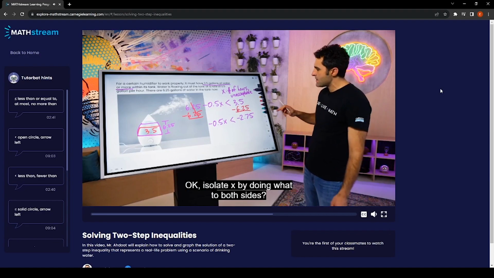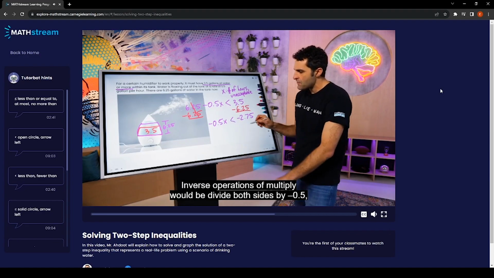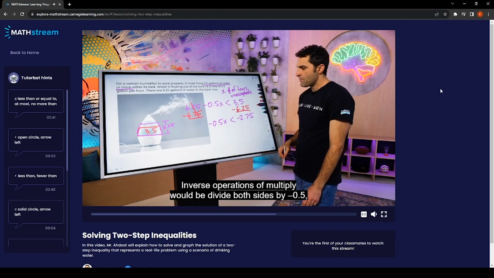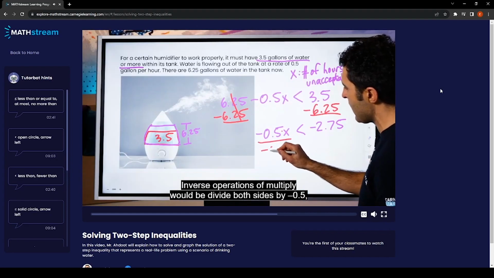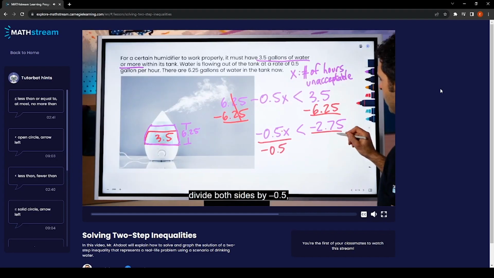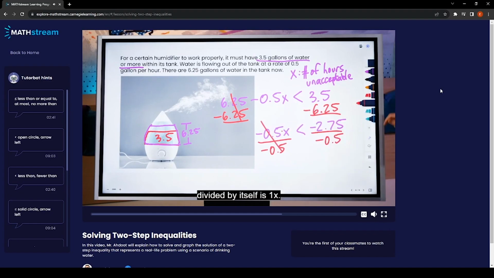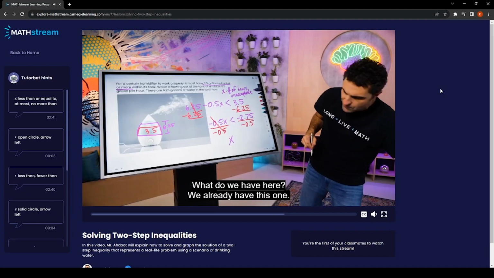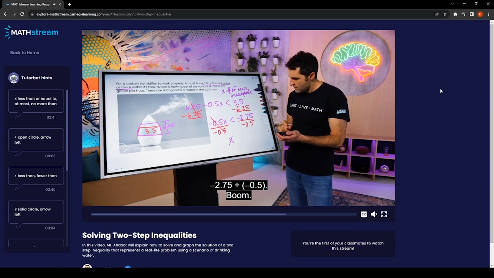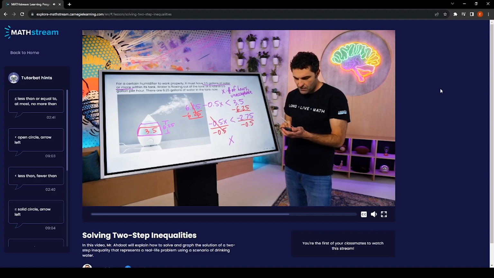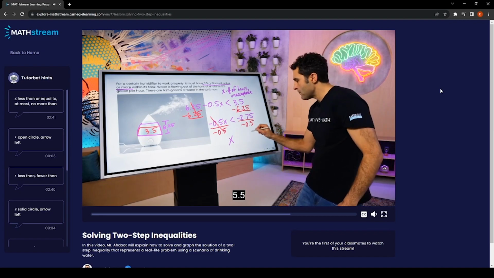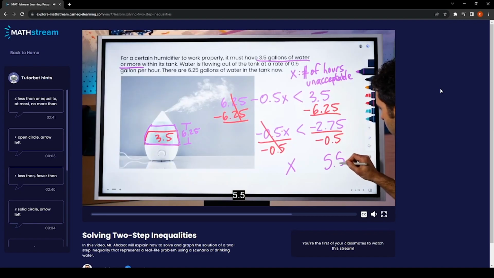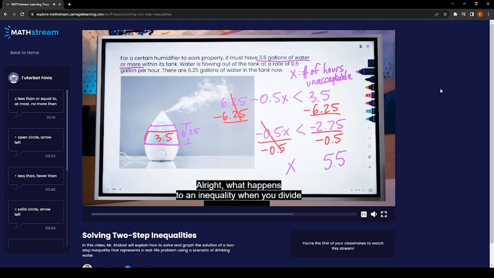Isolate x by doing what to both sides? The inverse operation of multiply would be divide both sides by negative 5/10. Divided by itself is 1x. What do we have here? Negative 2 75/100 divided by negative 5/10 is 5 and 5/10.